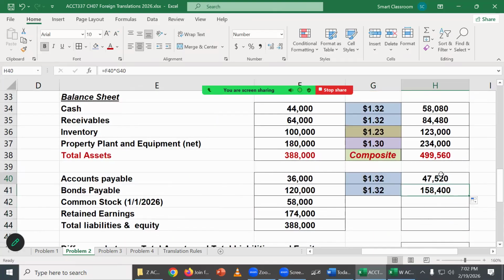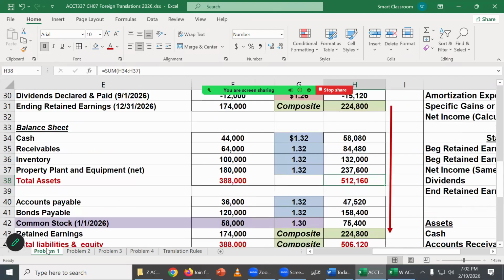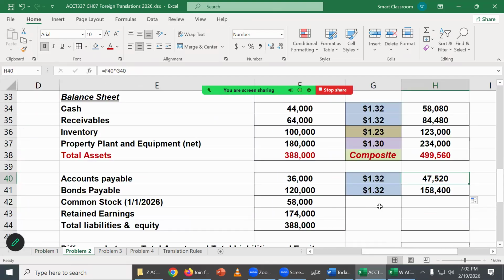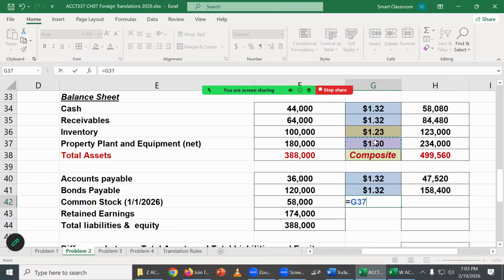Those will be exactly what we had last time. They should be. Yep. So 47,520 for the accounts payable, 47,520. Bonds payable, 158,400. Common stock should go back on at the historical. It should be the same also.